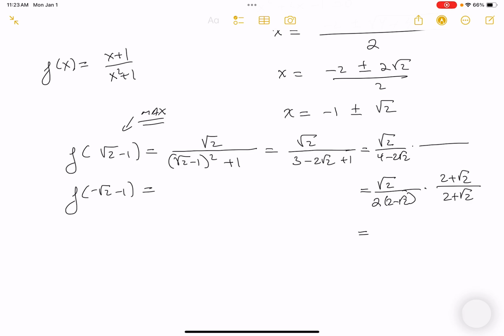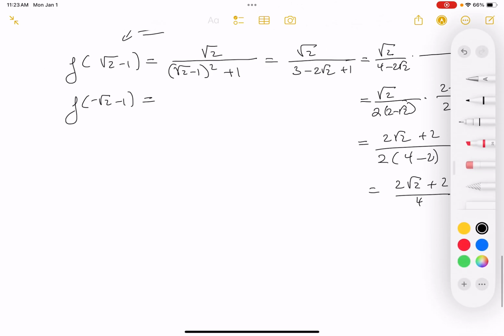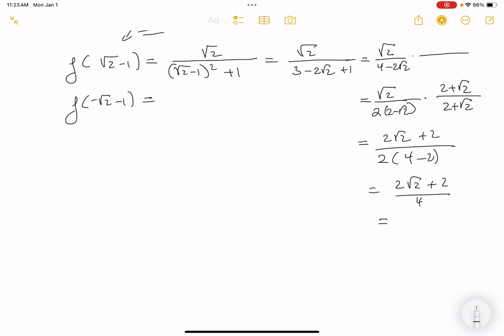What does that give me? 2 root 2 plus 2. Wow, a lot of 2's, aren't there? On bottom, what do you get? You get 4 minus 2, which is 2. And you get 2 root 2 plus 2. On bottom, you get 4. I'm going to divide through by 2 now. You're going to get root 2 plus 1 over 2. That's the maximum value. Let's do the minimum value.